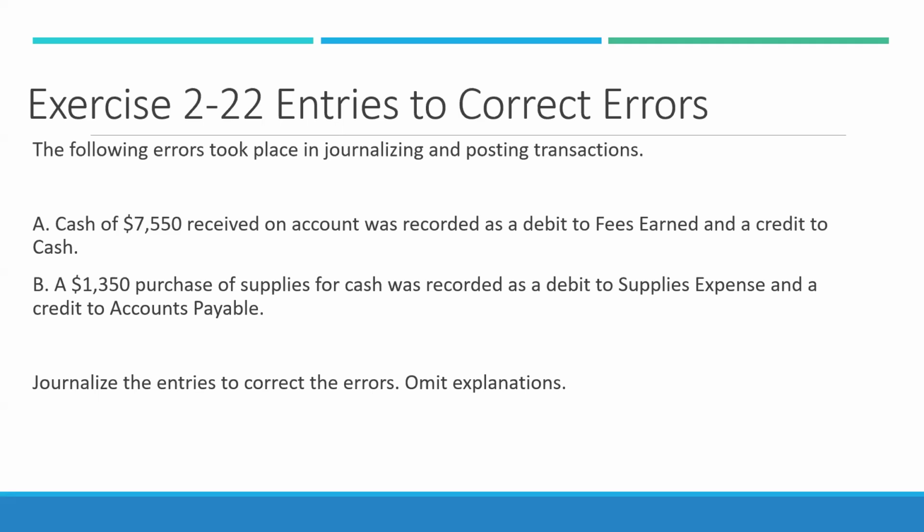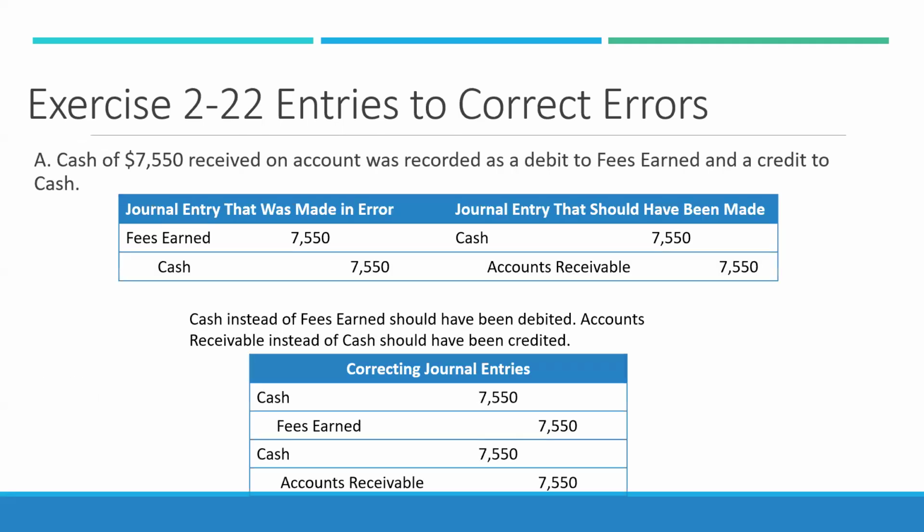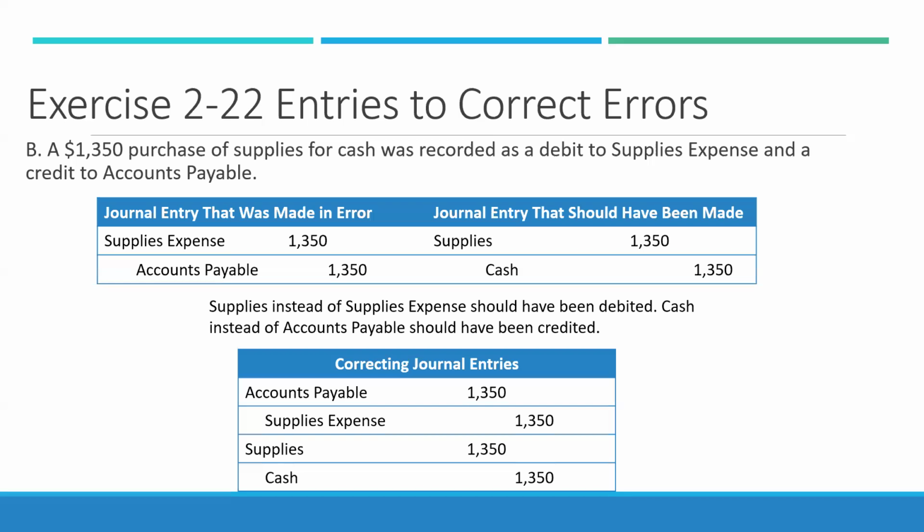And then for B, so, fees earned, we have to reverse it out. And then for the next entry, supplies expense was initially recorded as a debit to supplies expense and credit to accounts payable, but in fact, it was to cash. So, right, we have to reverse our entry by having a credit to supplies expense, debit to accounts payable, and then make the correct entry of a debit to supplies and a credit to cash.